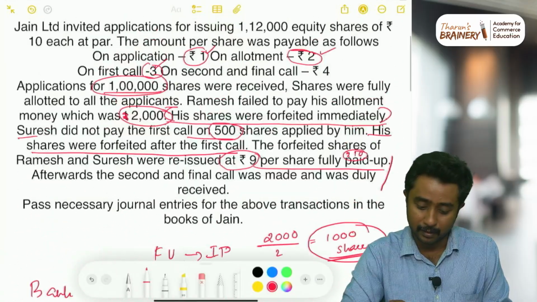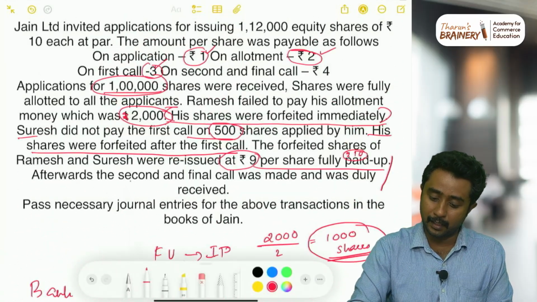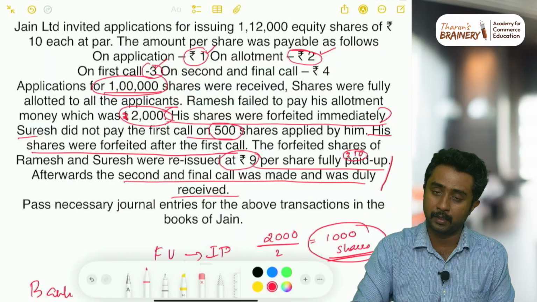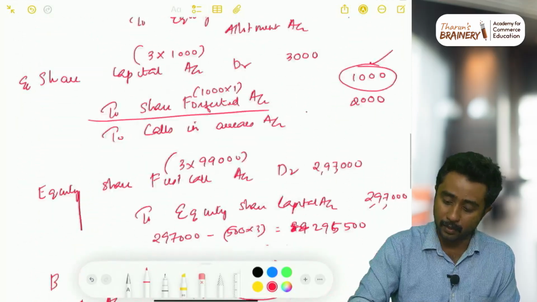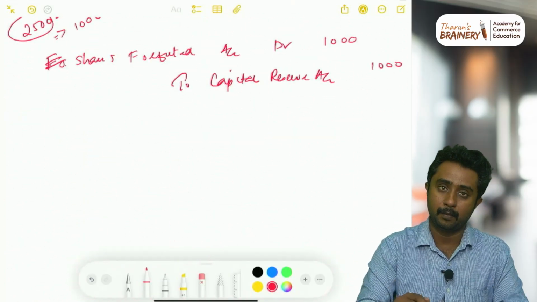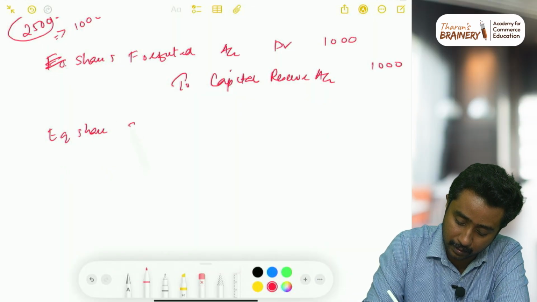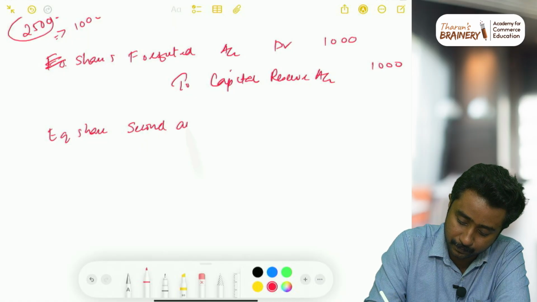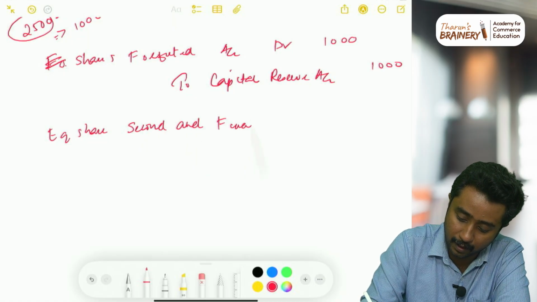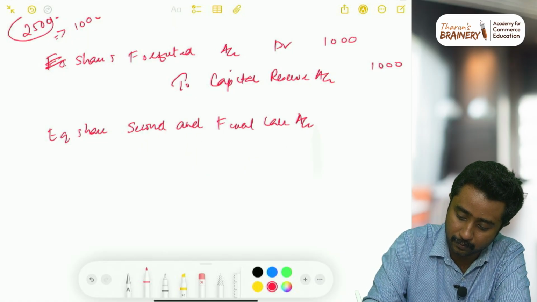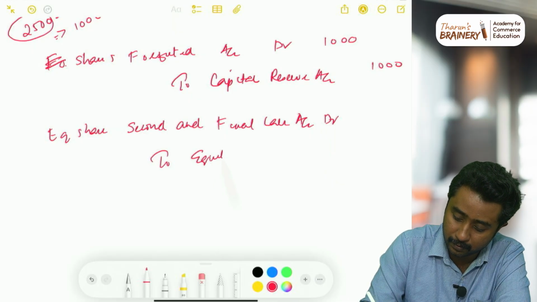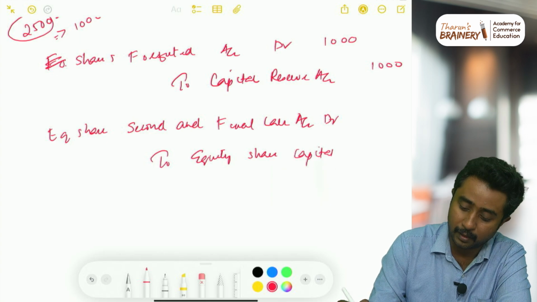No. Afterwards they are saying the second and final call was made and was duly received. So again they are going for the second and final call. When you are making the second and final call, what is the entry? Equity share second and final call account debit to equity share capital. I'm just writing it in short.